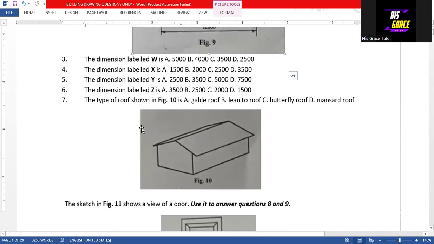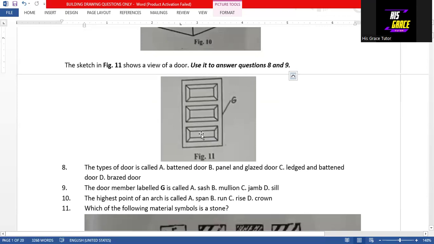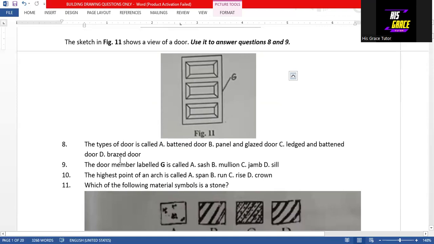Then we move to question 7, which says that the type of roof shown in figure 10 is a gable roof. So option A is the answer to question 7. We have to use this diagram to answer questions 8 and 9. Question 8 asks what the type of door is called. It is a panel and glazed door, so option B is the answer.